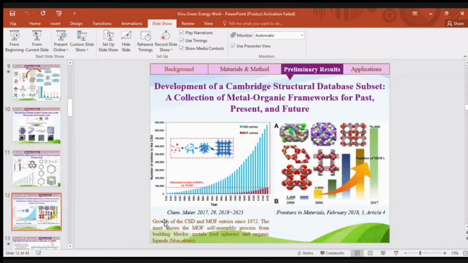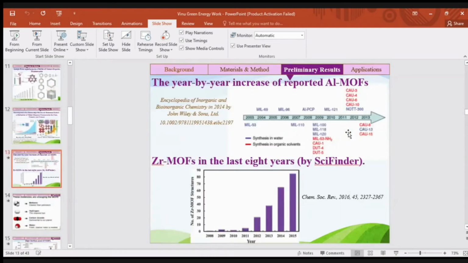Then the development of the Cambridge Structural Database, CSD, subject to the collection of MOFs in the past, present and future. When we look at the earlier years, it grows each year because of much more applications in the field. In 2017, it reached more than 70,000. Now it's 2021, so maybe it's much more, because MOFs are going everywhere because of the applications. Year by year, the reports are increasing also.